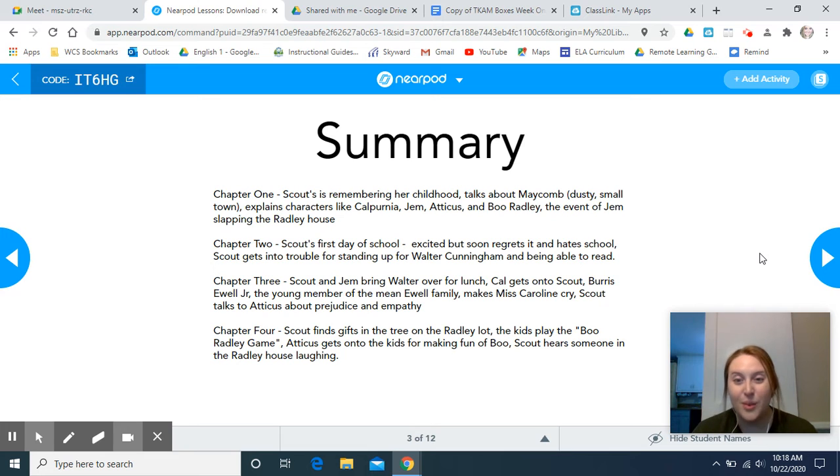Later on in chapter 4, we learn that the kids are getting bored with their summertime games, and so they make up a game called the Boo Radley game. And so in this game, this is when they basically are just playing out the narrative of the gossip that they've heard about Boo Radley, right? Well, Atticus gets onto the kids about making fun of Boo, and he protects Boo Radley, or Arthur Radley as he calls him.